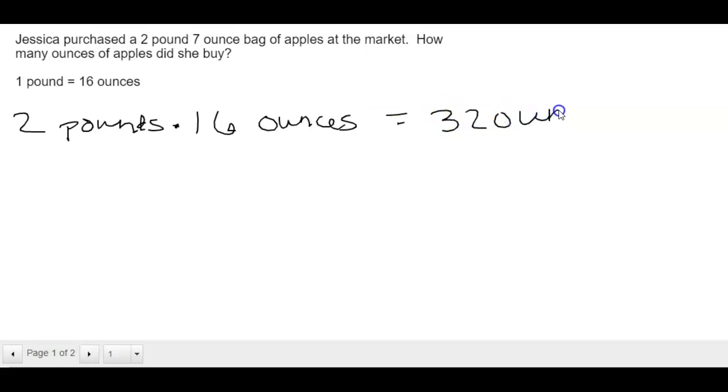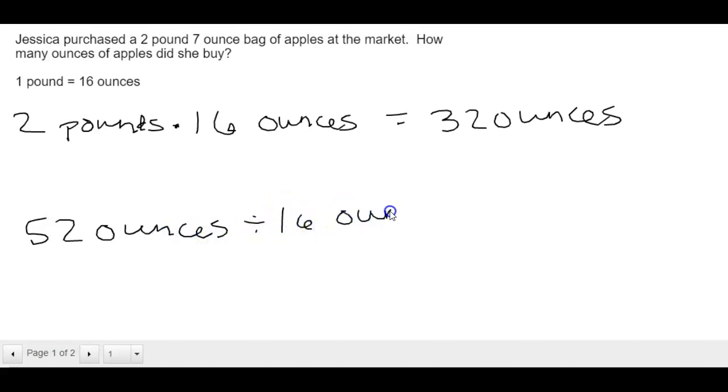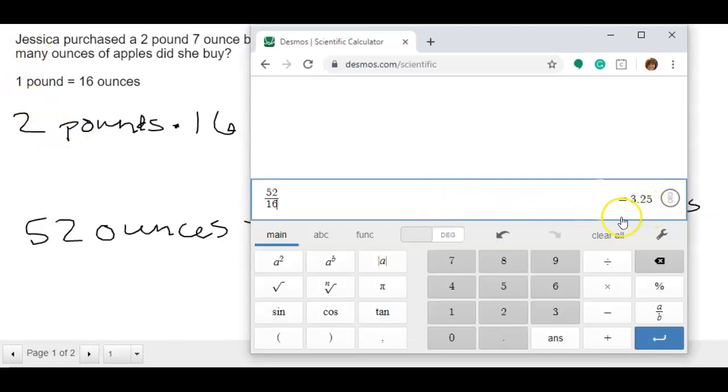If we had started in ounces, let's say we had 52 ounces, we would end up dividing by 16 ounces, and that would give us our amount in pounds. When we do that division, we get 3.25.